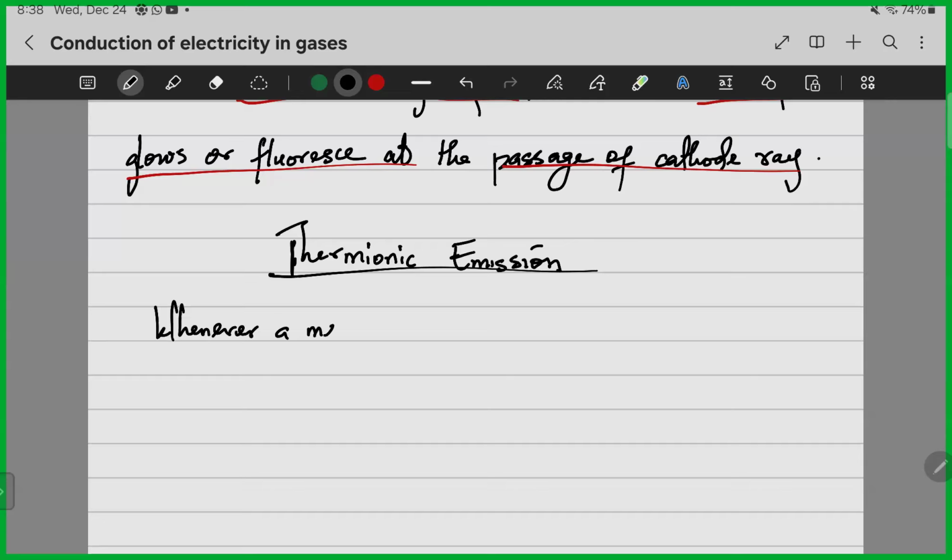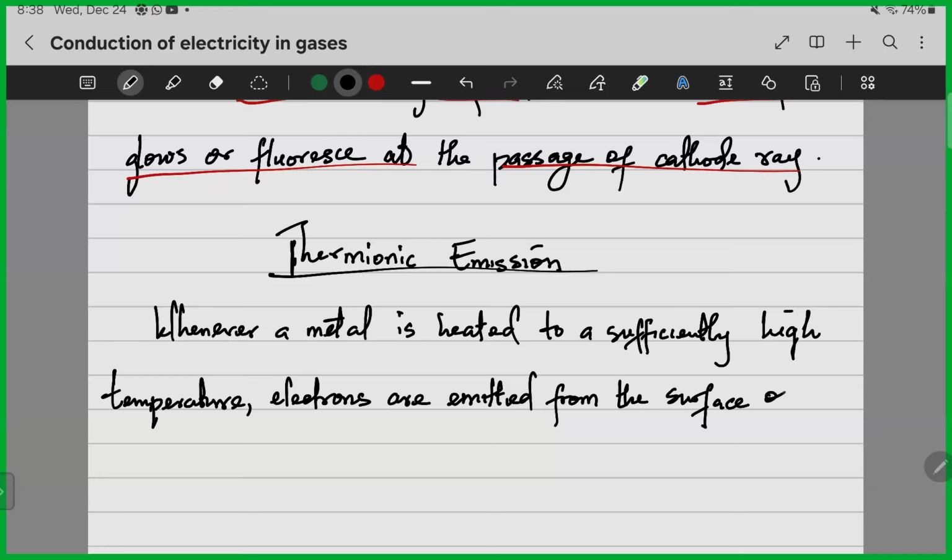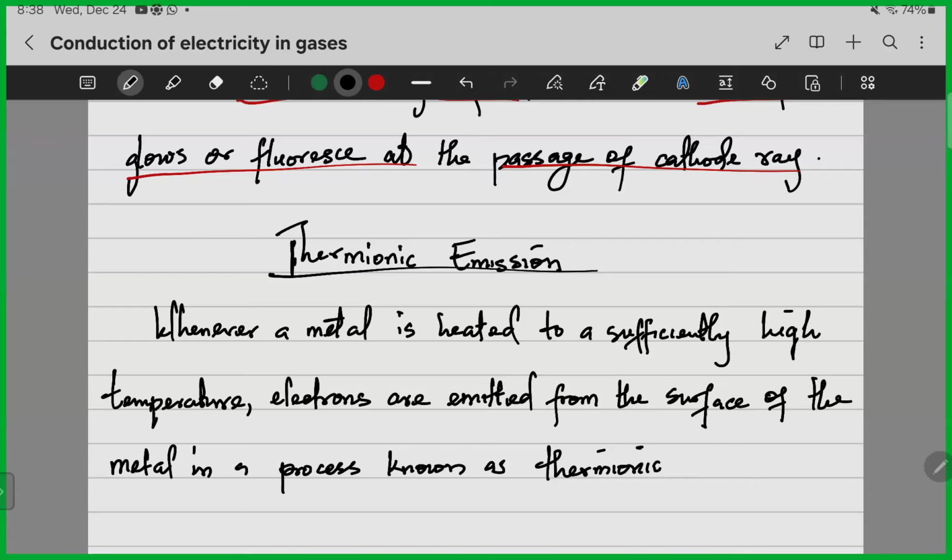Whenever a metal is heated to a sufficiently high temperature, electrons are emitted from the surface of the metal. The process is known as thermionic emission.